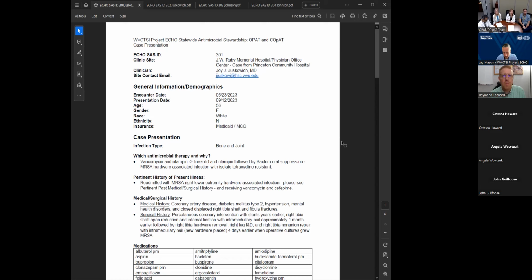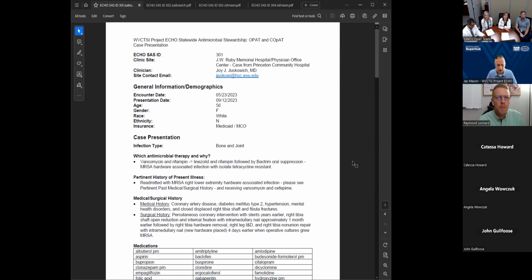So which antimicrobial therapy and why? The proposed regimen to start out is vancomycin and rifampin, with possible transition to linezolid and rifampin, followed by oral suppression. The choice here being proposed is Bactrim, because the MRSA isolate was resistant to tetracycline. We would often use doxycycline as an oral suppressive regimen in this case.